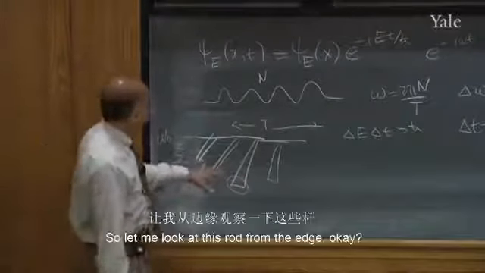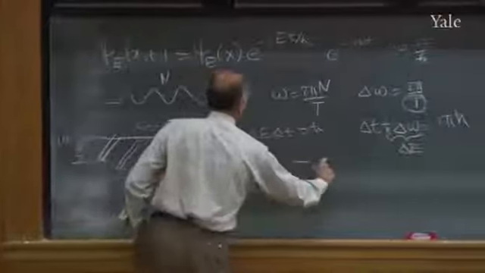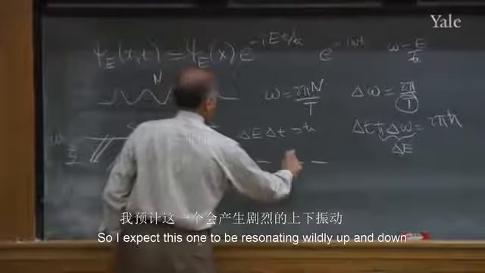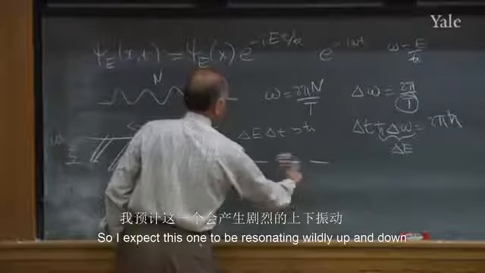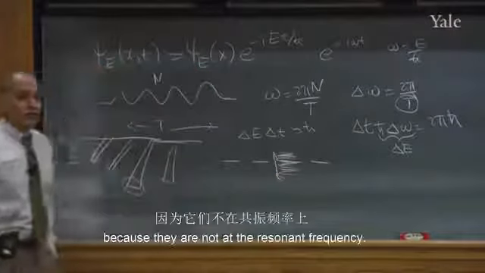So let me look at these rods from the edge, okay? I look at them end on. They all look like this. They're coming out of the blackboard. So I expect this one to be resonating wildly up and down, and the others to be ignoring the signal because they are not at the resonant frequency.